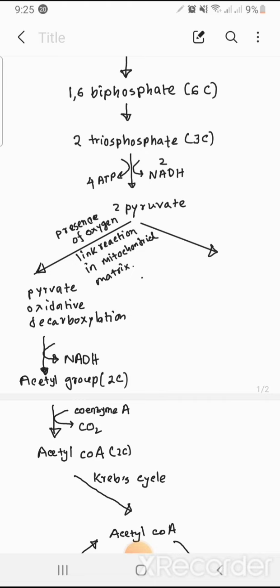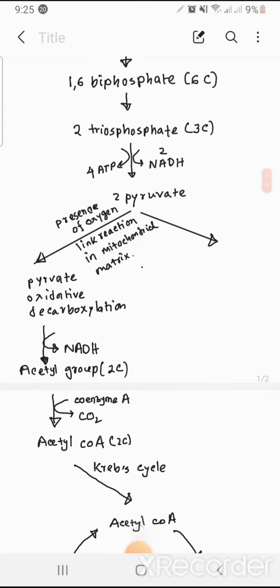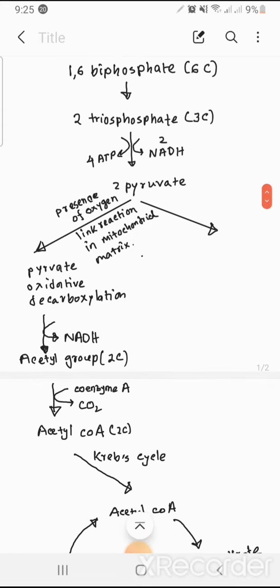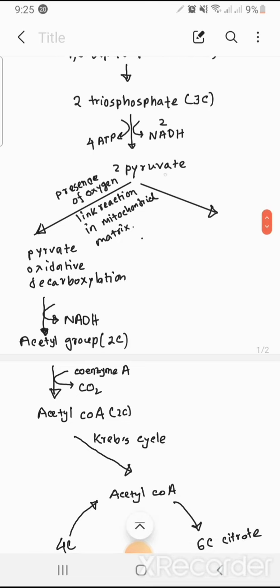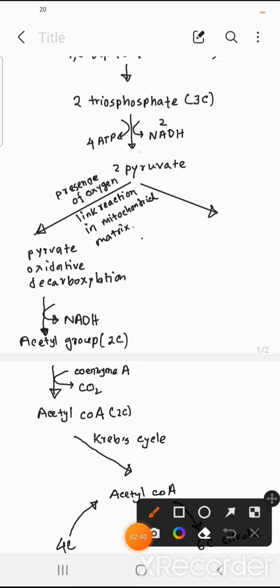Now that's not the end. You have other processes. When it becomes 2 molecules of pyruvate, here we are, pyruvate. This pyruvate then goes in 2 ways. One, if you have oxygen. Another one is if you don't have oxygen. Aerobic, anaerobic. We are going to learn here only the aerobic. So when you have presence of oxygen, this pyruvate goes into the mitochondrial matrix.